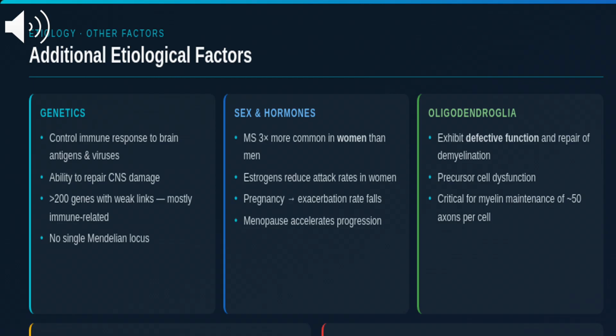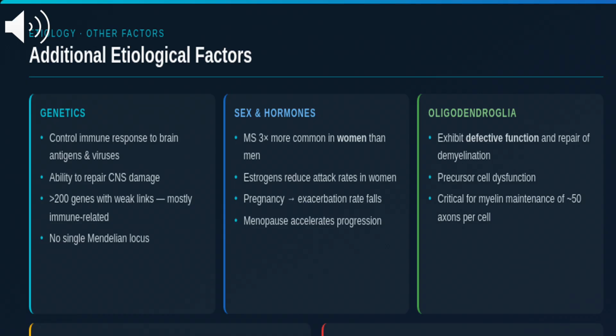Beyond viruses, several other categories of etiological factors deserve mention before we transition to pathogenesis. Genetics, as a category separate from specific HLA associations, controls the immune response to brain antigens and viruses and also determines the capacity to repair CNS damage. Over 200 genes have weak links to MS, most of them immune-related, and there is massive downstream gene dysregulation that exceeds anything the genome-wide association studies would predict.